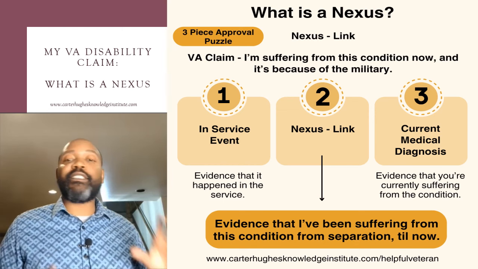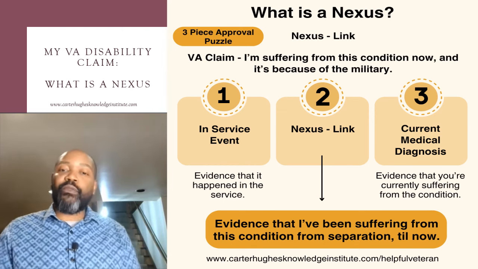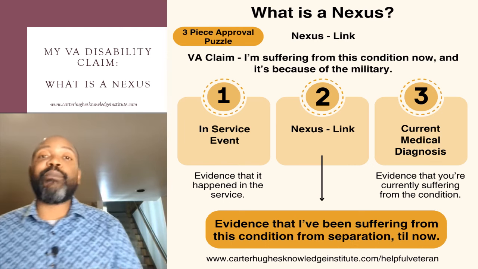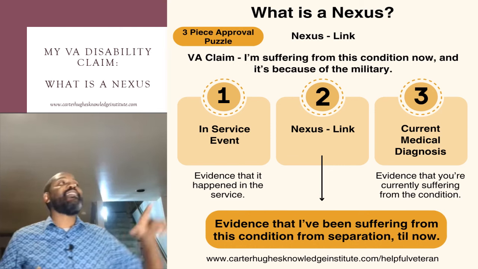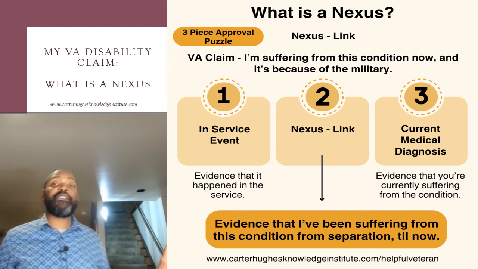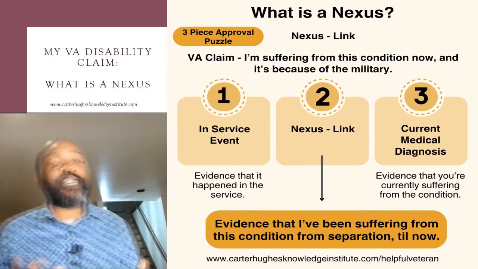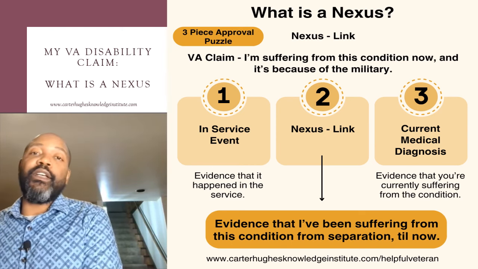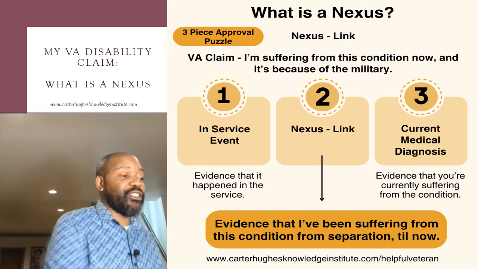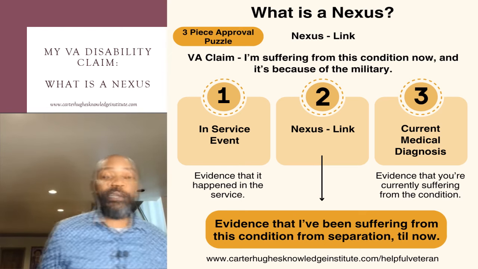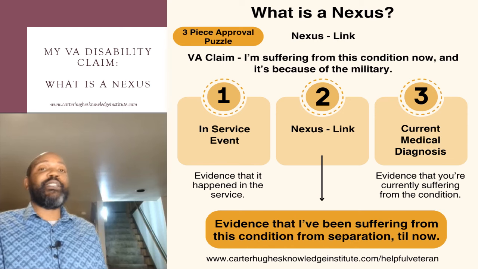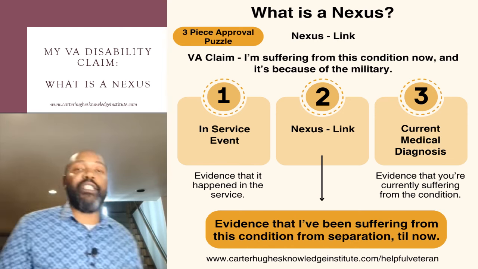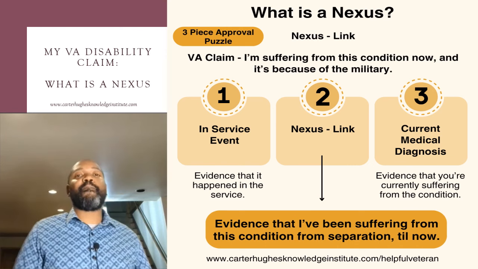The second piece is just part of a three-part puzzle. And keep in mind that statement you're always saying with every claim: I'm suffering from this condition now, and it's because of the military. The VA is like, cool, prove it. And how you prove it is showing 1, 2, 3. The first piece, here's the evidence showing that it happened in the service. Second piece, here's the evidence showing that I've been dealing with it since I separated up till now. Third piece, here's the evidence showing that I'm still dealing with it. I got a medical diagnosis for it.